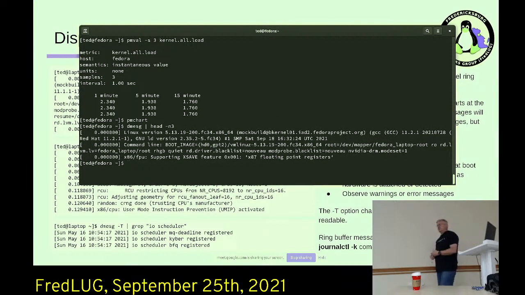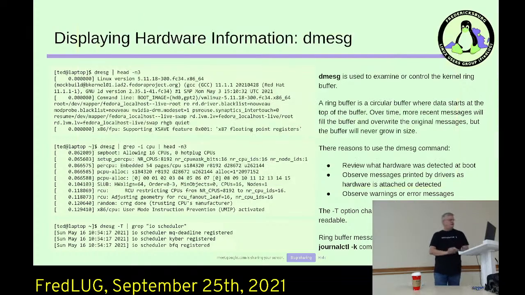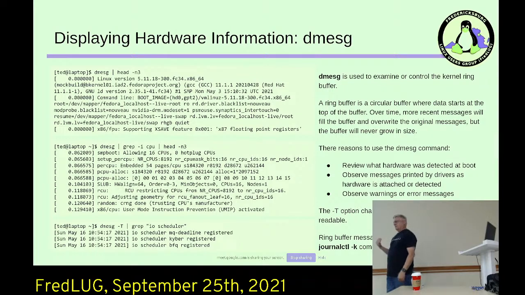So the first command to use to look at hardware info is dmesg. What dmesg does, according to our slides here, is it's used to examine or control the kernel ring buffer. The ring buffer is kind of cool. Once I was asked a question about how the kernel ring buffer works in association with virtualization.